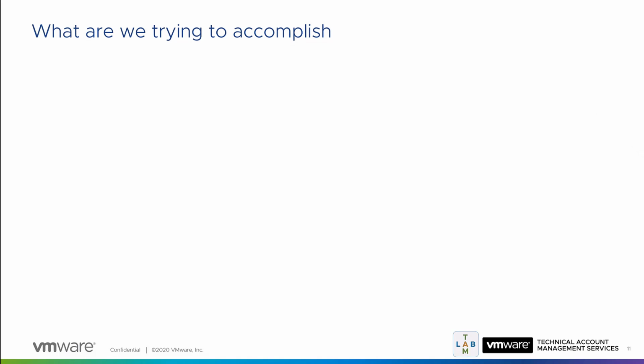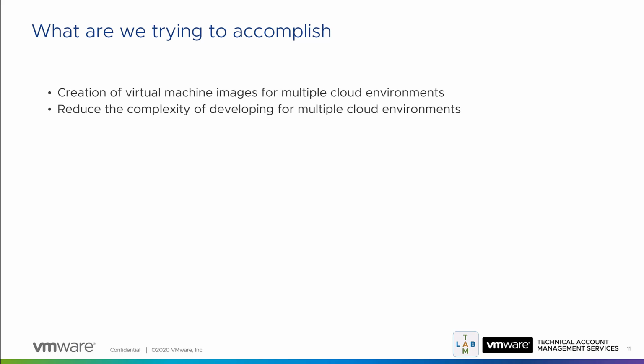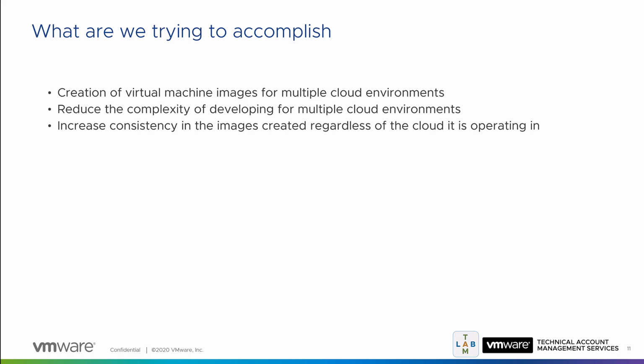Why are we here? Why are you spending your time here? I want to look into how we can create virtual images for multiple clouds. Each cloud is different and they have their own way of doing things. So how can we accomplish that? I also want to reduce the complexity of developing for multiple cloud environments. Again, each cloud is different and how you do things is different. So how can we make that a little easier? Also make sure that the images are created consistently, so they're predictable. We know what they should look like and what they're going to do for us.